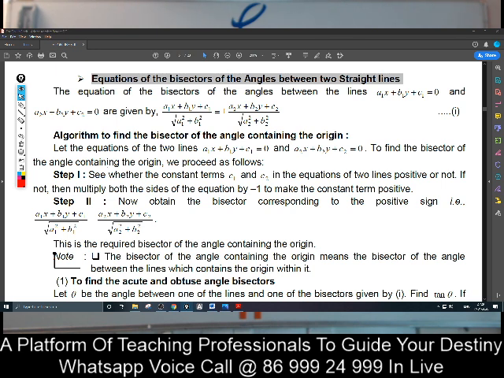This is also a very important concept in straight lines. Equations of bisectors of the angles between two straight lines.